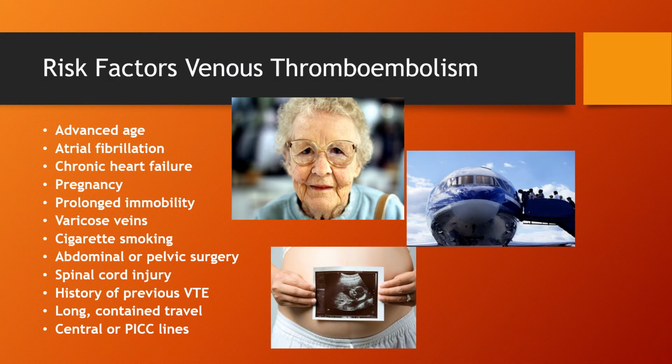So some of our risk factors include advanced age, atrial fibrillation, chronic heart failure, pregnancy, prolonged immobility, varicose veins, smoking, abdominal and pelvic surgery, spinal cord injury, history of VTE, which is venous thrombosis embolus or emboli, prolonged traveling, like long trips on an airplane or a train without moving around, central or PICC lines. These are all risk factors for a venous thromboembolism.